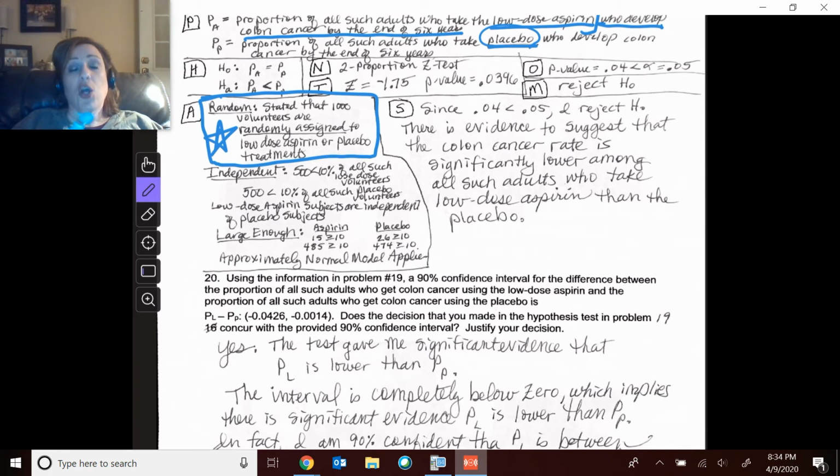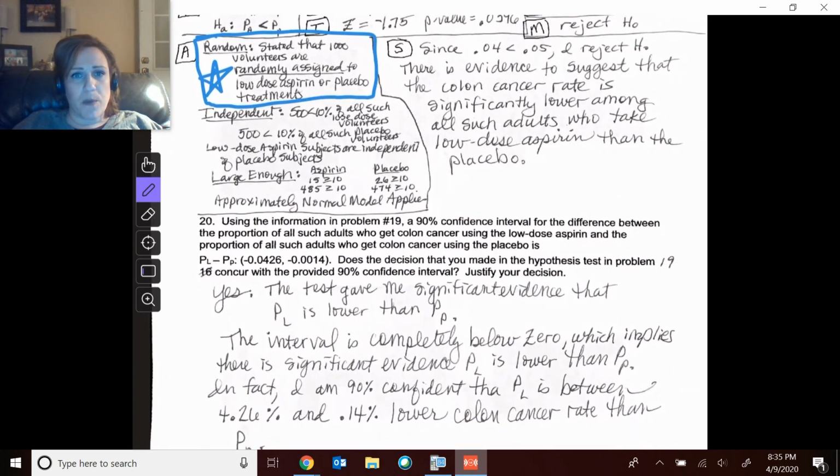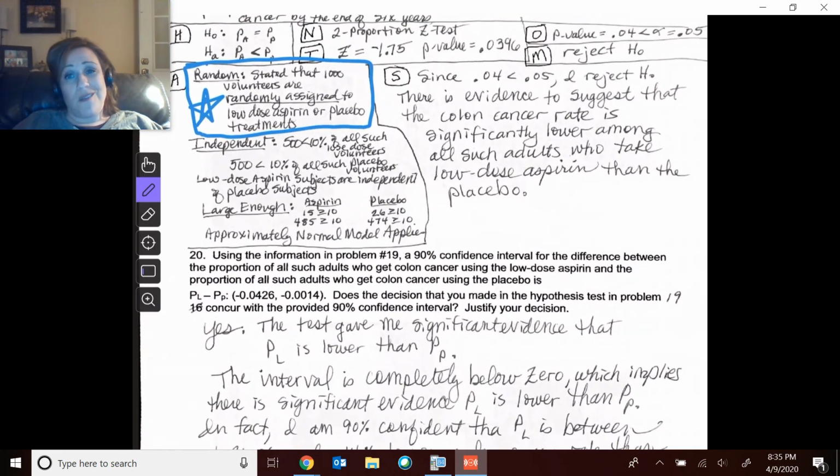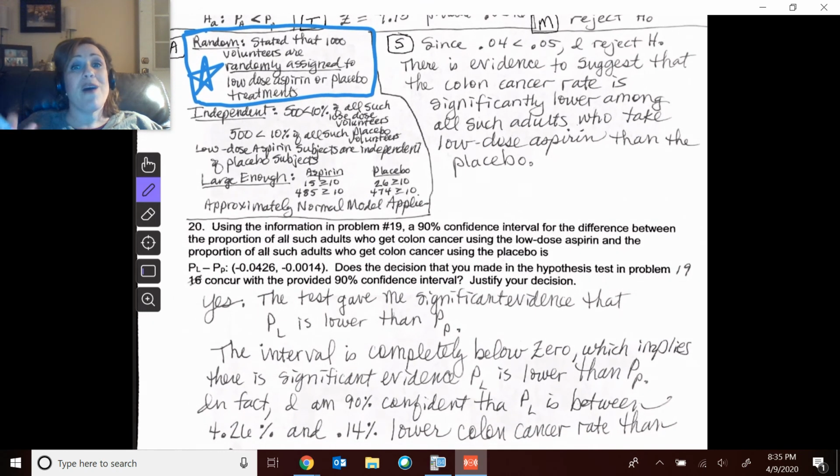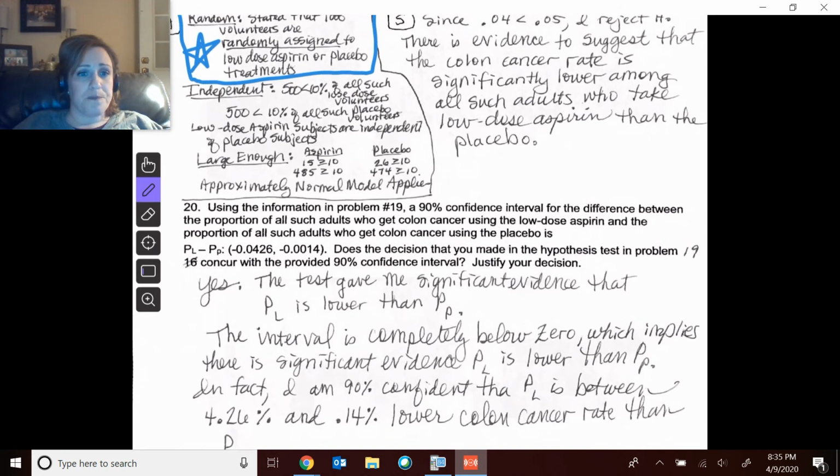You will get that wrong. You will not get credit if you say randomly selected instead of random assignment because it's an experiment, okay? All right, the rest pretty much you can check. It's straightforward. I did a 2 proportion z-test. It wasn't a whole lot lower than alpha of 0.05, but it was lower, so I rejected H0. So I have evidence to suggest that the colon cancer rate is significantly lower among all such patients who take the low-dose aspirin as opposed to the placebo.